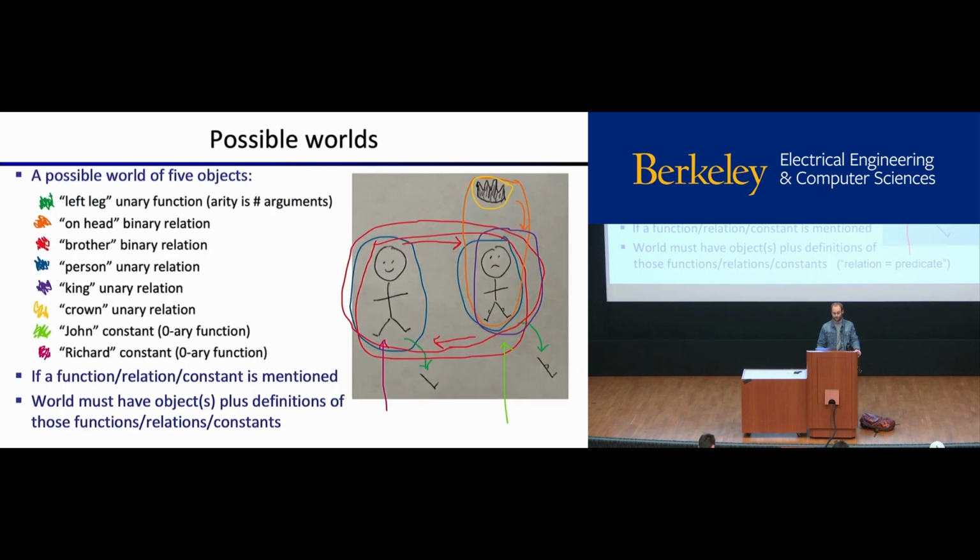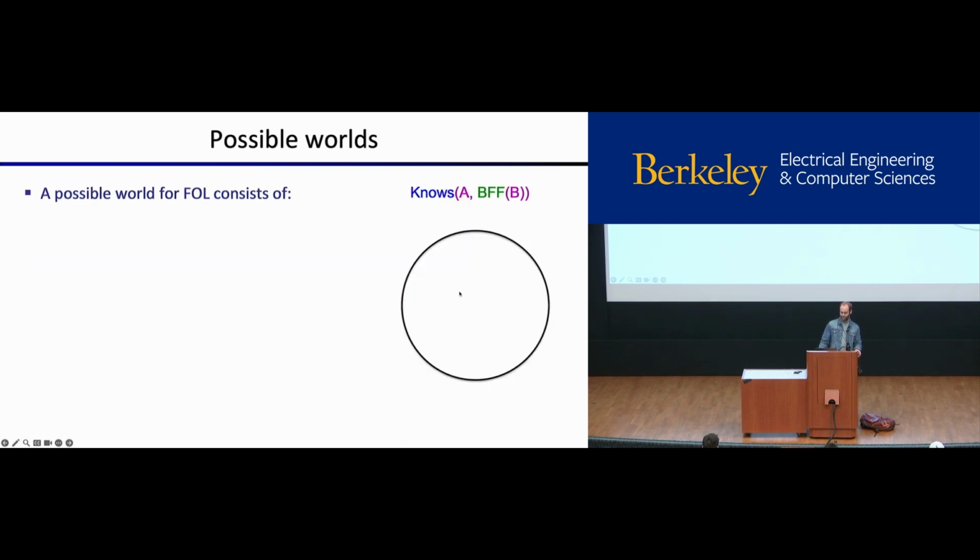Right. Yep. Functions return objects, relations return true or false. So unary means they both take one argument, but they're returning different sorts of things. You can see this is returning an object. This returns true if it's circled, and it doesn't return true if it's not. Yes, good question.